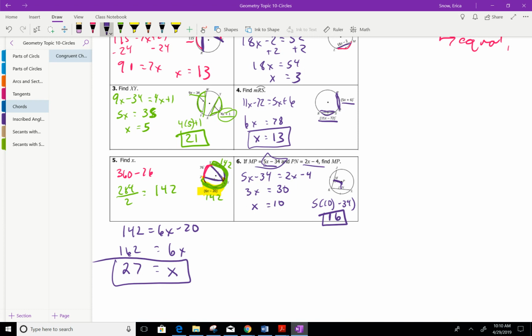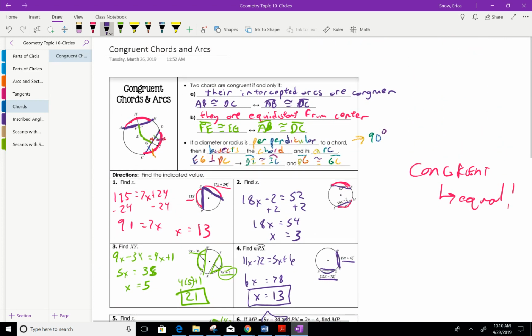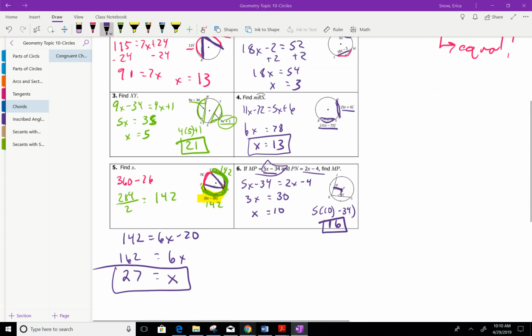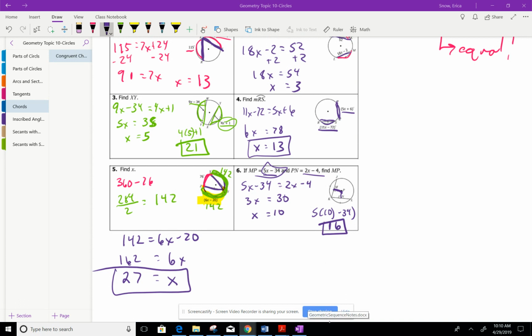So there it is. That is the end of our little tiny lesson on chords. So hopefully that made sense and it was short. And so you'll have lots of time to work on that worksheet that I left.